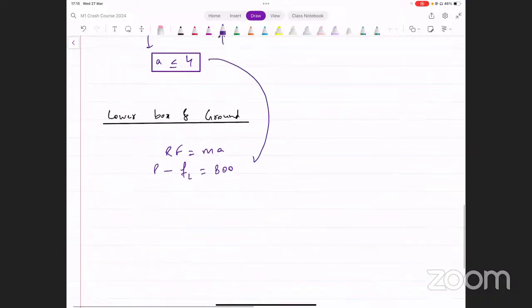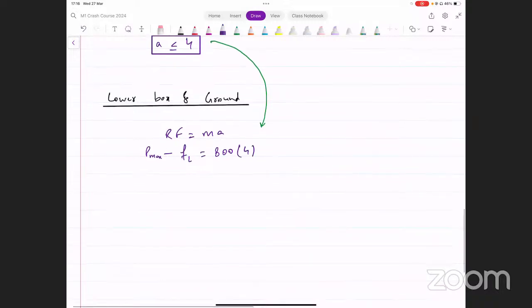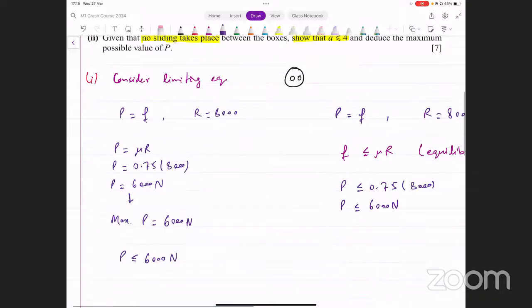The acceleration value that you found there was 4 meters per second square. That's the maximum possible value of acceleration. The maximum possible value of acceleration is what is going to give us the maximum possible value of P. Let's use that here, 800 into 4. What does that give you? P max minus friction between the lower box and ground.